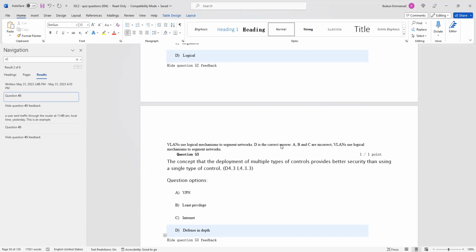Internet is not a security control. But now let's look at the question. The concept that the deployment of multiple types of controls provides better security than using a single type of control is what? I've told you what VPN means, or least privilege, but the answer here is defense in depth. Defense in depth is where you apply multiple layers of controls, multiple types of controls.